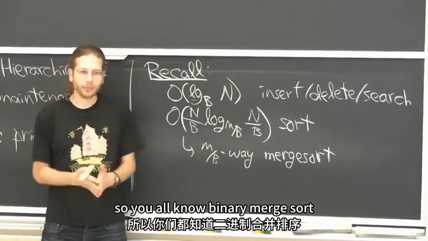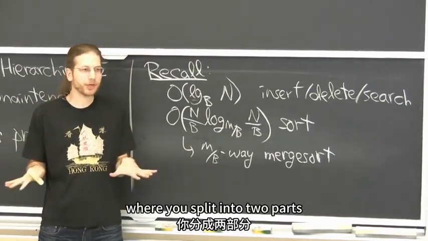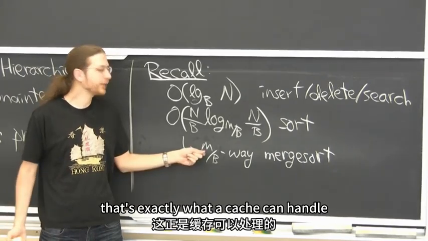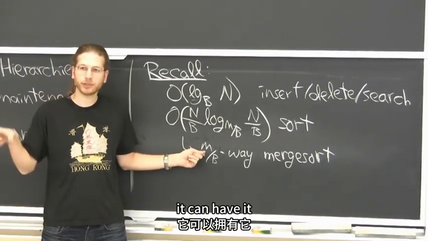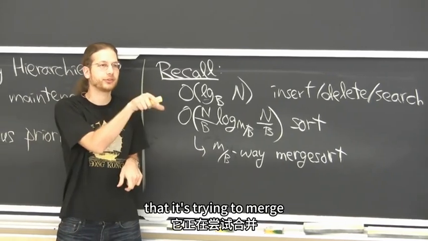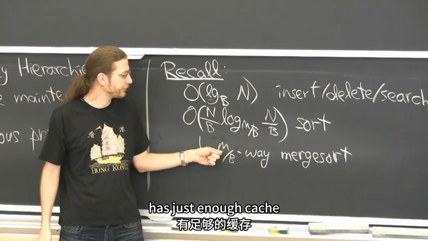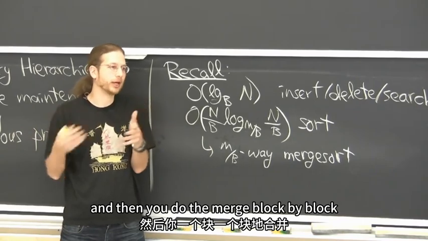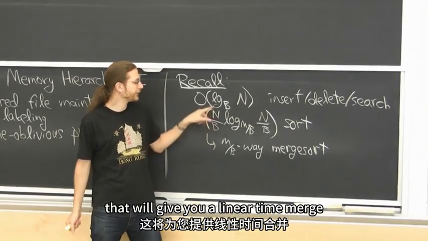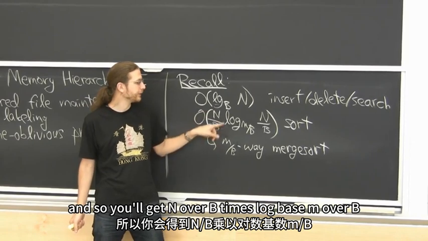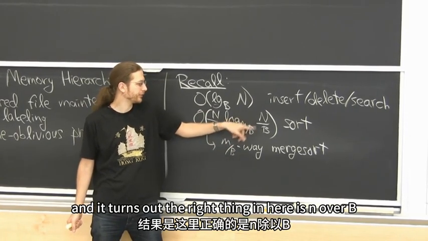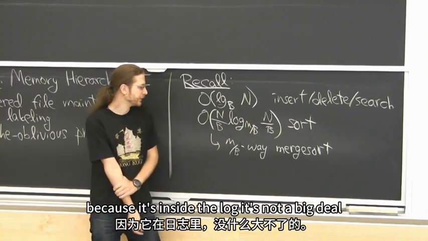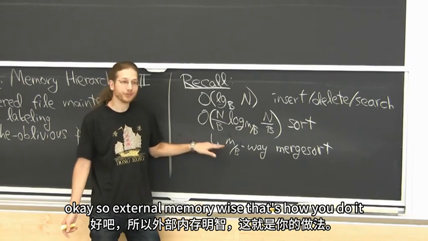So you all know binary merge sort, where you split into two parts. If you split into M over B parts and then do an M over B way merge, that's exactly what a cache can handle. It can read one block from each of the lists that it's trying to merge. It has just enough cache blocks for that. And then you do the merge block by block, loading new blocks as necessary. That will give you a linear time merge, and so you'll get n over B times log base M over B. It turns out the right thing in here is n over B, but n is basically the same because it's inside the log. It's not a big deal. Okay, so external memory-wise, that's how you do it.